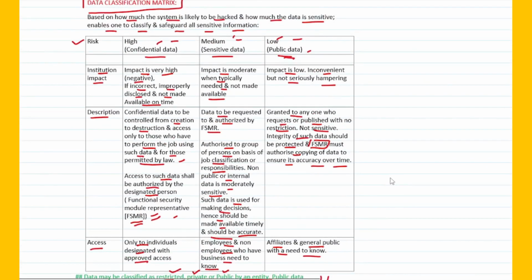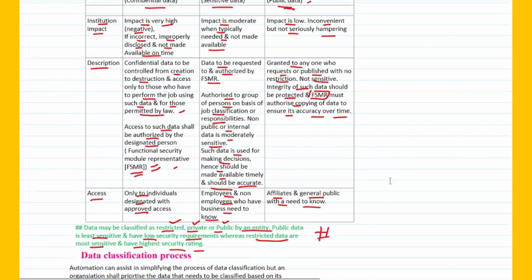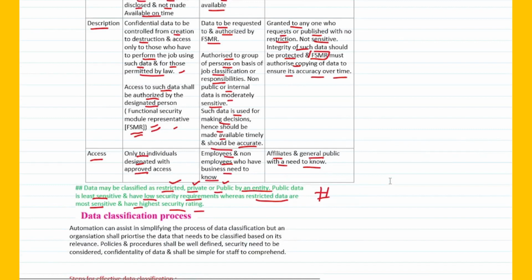Finally, we talk about the low or public data. Impact is very low, inconvenient but not seriously hampering. It is granted to anyone who requests or publishes with no restriction, not sensitive. Integrity of such data should be protected, and the FSMR, that is the Functional Security Module Representative, I know I am repeating so that you can remember this, must authorize copying of data to ensure its accuracy over time. Basically the access is to affiliates and the general public who have the need to know.